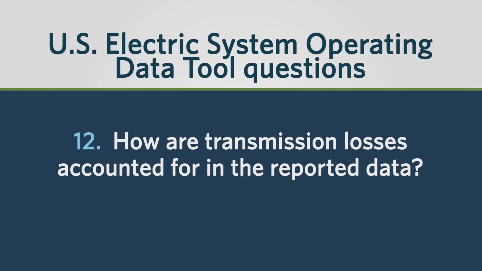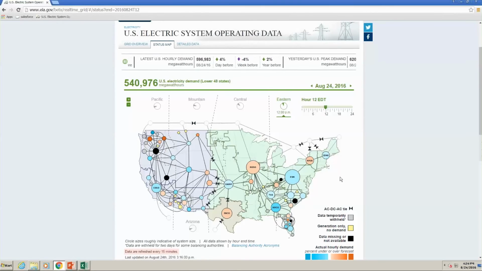How are transmission losses accounted for in the reported data? The best answer I can give you is that we don't know. It's based upon how each of the balancing authorities chooses to represent their system data. I believe that in most cases, system losses are included in demand.